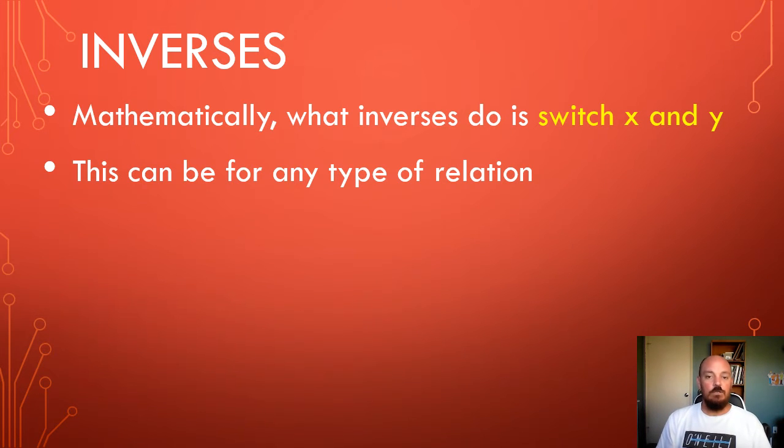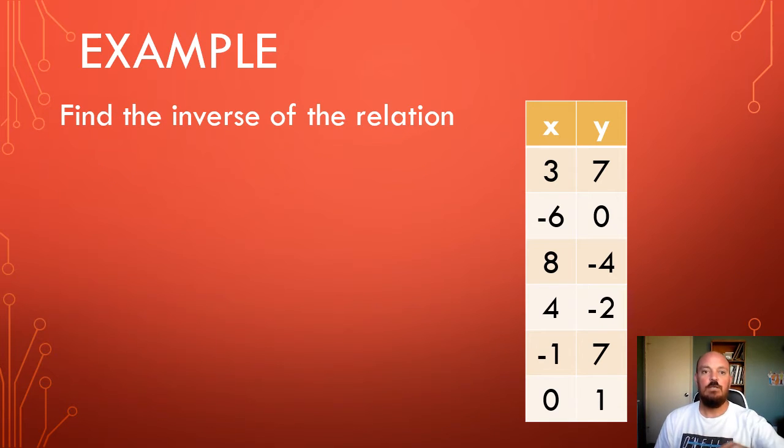Now, we can do this not just for equations, but for any type of relation. So let's start easier than that. Let's start as simple as we possibly can. So for our first example, I gave you a relation, which is just an XY table in this case. Remember, a relation can be a lot of different things. It can be a table, a graph, an equation, a lot of different things. But for this one, I gave you pretty much the easiest one. I said, let's find the inverse of this relation here. And it's an XY table.